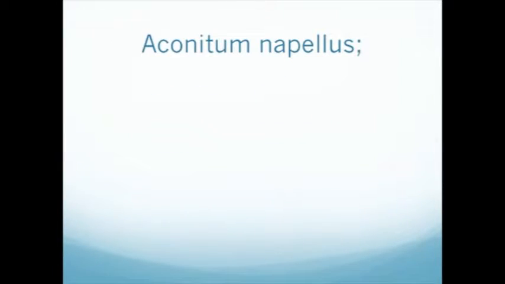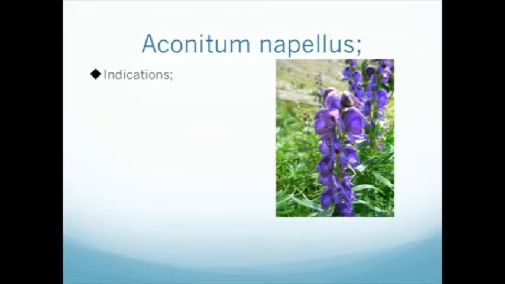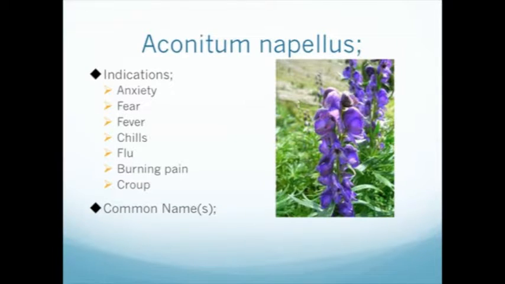Aconitum napellus. This is what it looks like. Indications: anxiety, fear, fever, chills, flu, burning pain, croup. Common names: monkshood, wolfbane, or aconite.